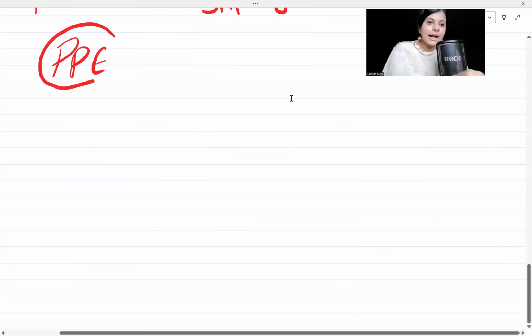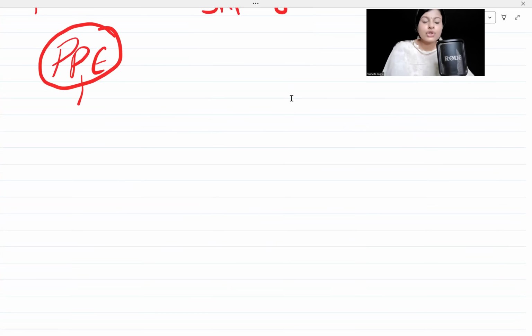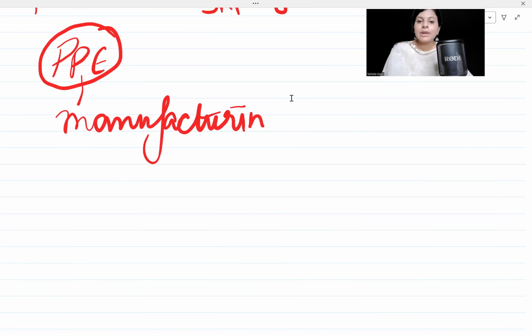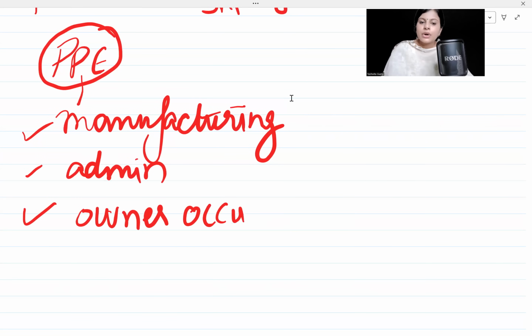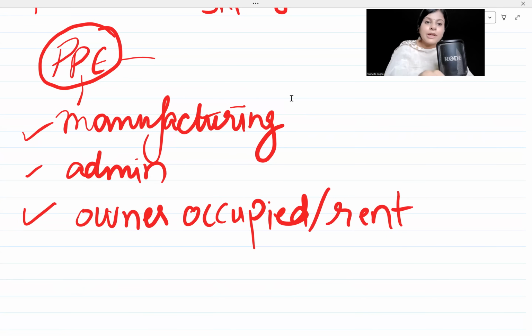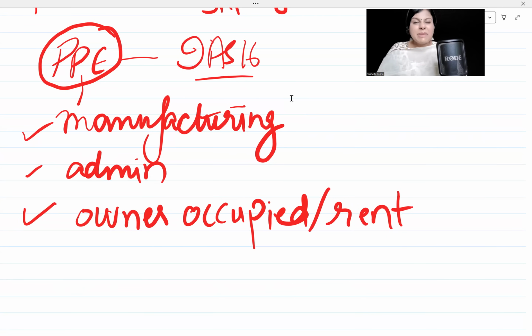If I have any property, plant and equipment which is used in manufacturing, or which is used in administration, or which is owner occupied, not used for manufacturing or administration but the owners live there, or it is given out on rent, that is classified as PPE, IS 16, right? Everyone knows this IS 16, the basic standard of your IFRSs.